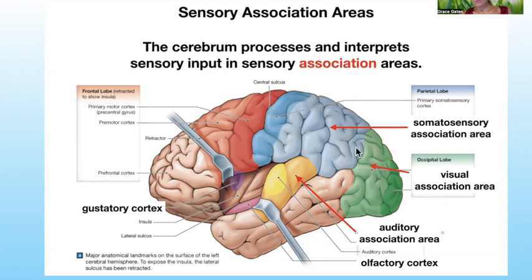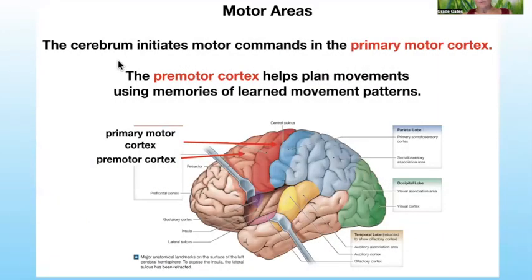But we can enjoy looking at how they have color-coded the somatosensory cortex with the somatosensory association area. They're both in blue. The visual cortex with the visual association area, they're both in green. And the auditory cortex with the auditory association area, they're both in yellow-orange. The cerebrum initiates motor commands in the primary motor cortex, which we also learned about in the spinal cord tract lecture. The premotor cortex, which is just anterior to the primary motor cortex, helps to plan movements and uses memories of learned movement patterns to help plan movements.